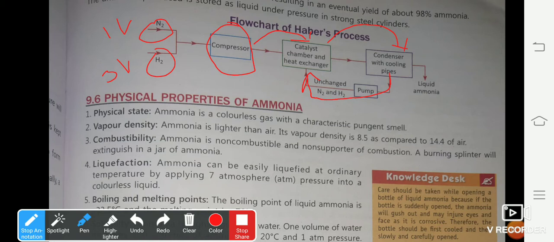So this is the flow chart. Either they may give you the diagram for the Haber's process or they may give you this flow chart to complete. Please revise and please practice these questions at least once before you proceed ahead with the further studies.